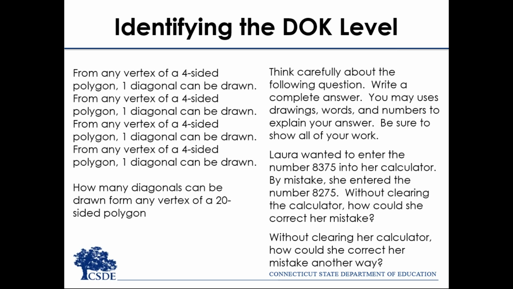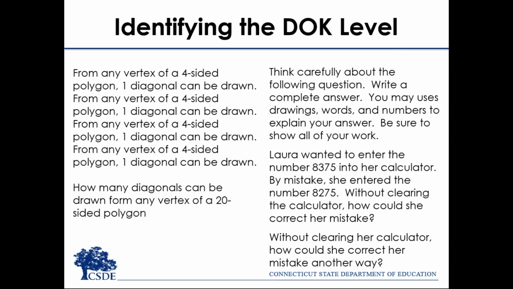The second question says, think carefully about the following question. Write a complete answer. You may use drawings, words, and numbers to explain your answer. Be sure to show all of your work. Laura wanted to enter the number 8375 into her calculator. By mistake, she entered the number 8275. Without clearing the calculator, how could she correct her mistake?